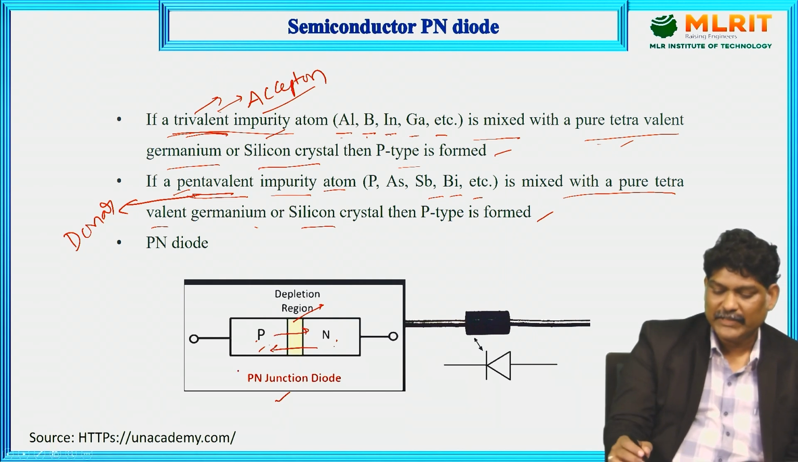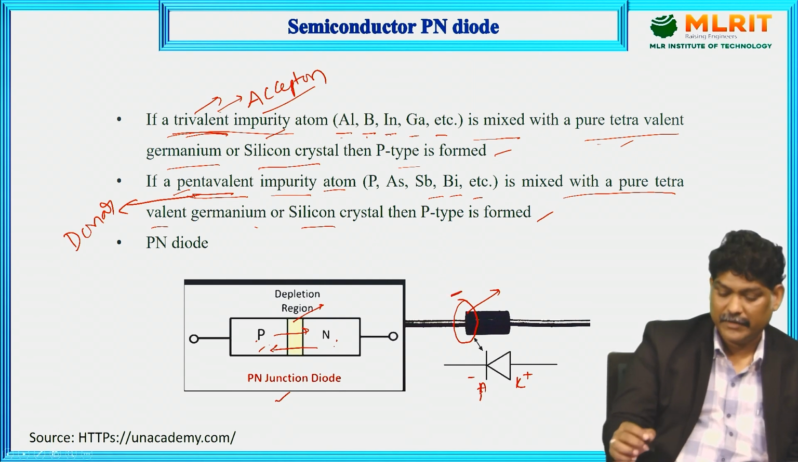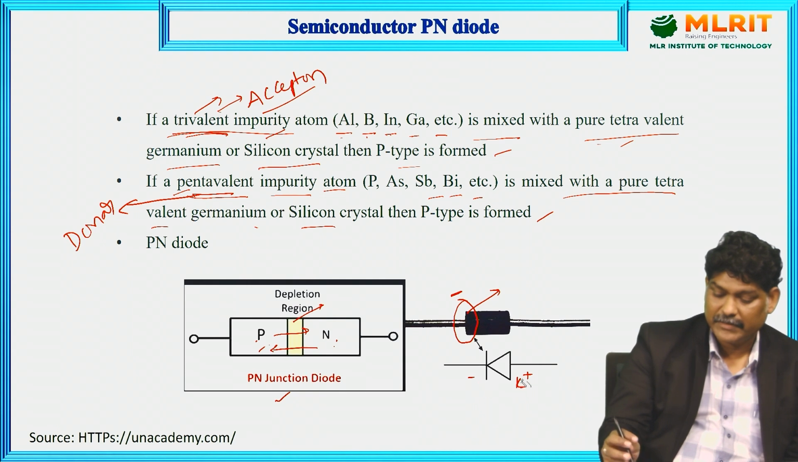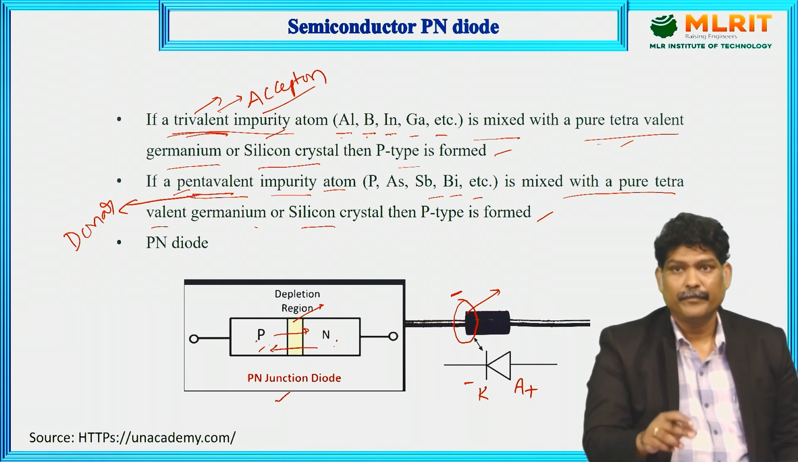So this is the practical diode symbol. This is the anode and this is the cathode, plus and minus. So this is how we can generate the PN junction diode.